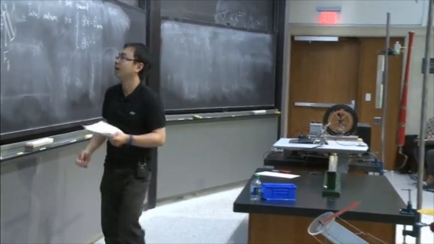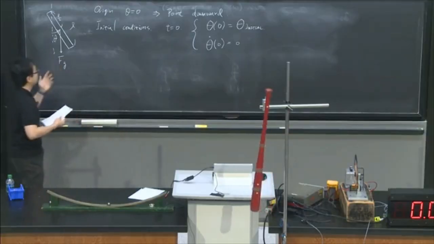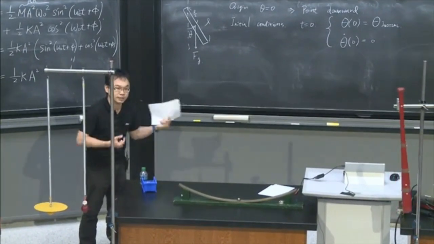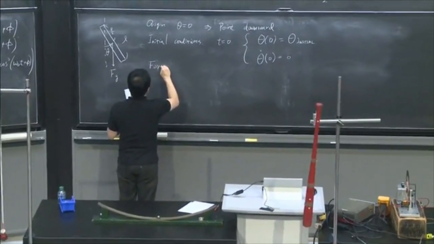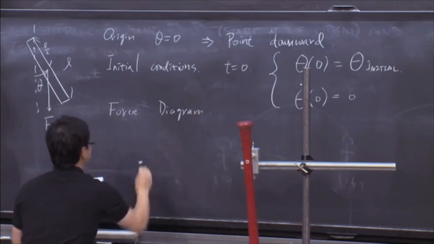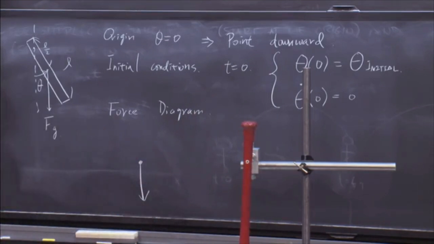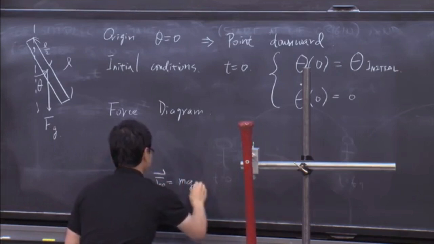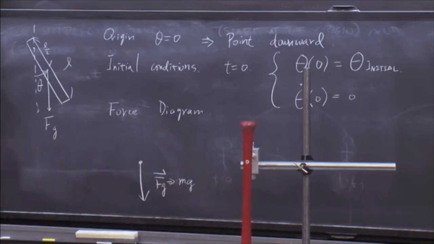Now, we have defined the coordinate system. Now we can draw a force diagram, right? So that we can use our knowledge about the physics to obtain the equation of motion. So now the force diagram looks like this. This is the center of mass of this rod, and you have a force pointing downward, which is due to the gravitational force Fg. It's pointing downward, and the magnitude is equal to mg.